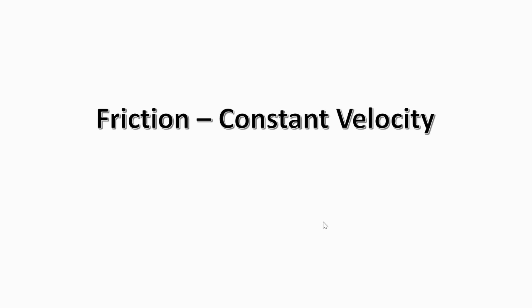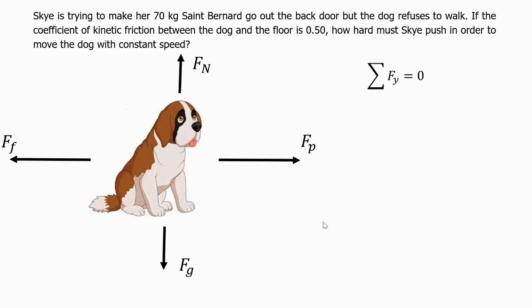Okay, now for an example of finding friction on something that's moving with a constant velocity. Going back to the same dog, she's trying to make the 70-kilogram St. Bernard go out the back door, but the dog is still refusing to walk. If the coefficient of kinetic friction between the dog and the floor is 0.5, how hard must Skye push in order to move the dog with a constant speed?